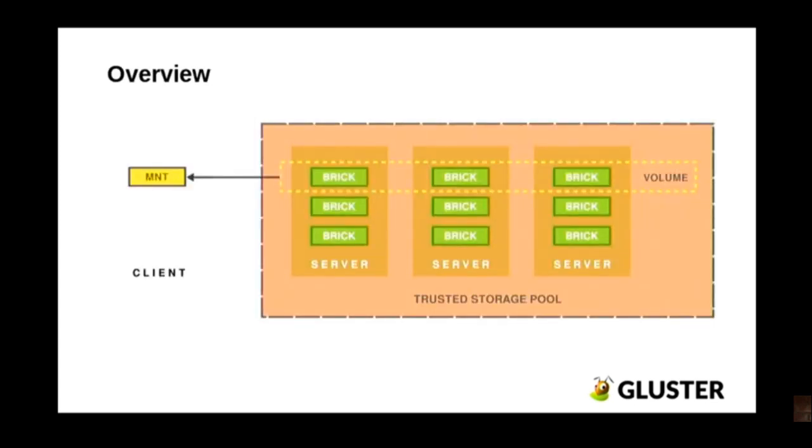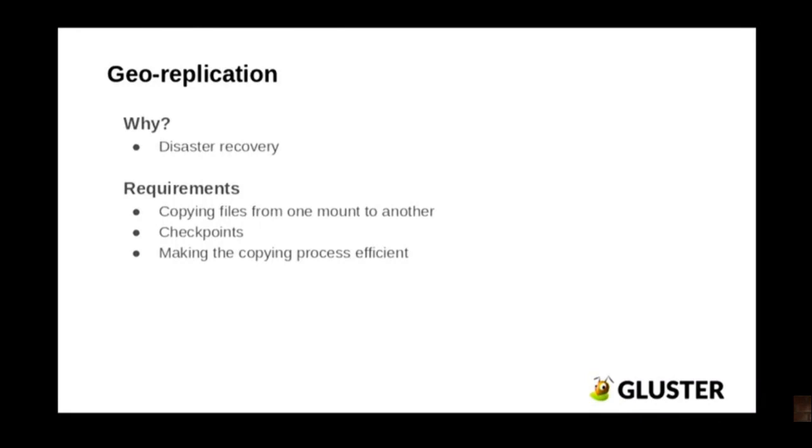So the overview would be something like this. Data is copied onto your slave. Bricks in your server together form a logical entity called a volume, and that volume is mounted on a client. Then you have to record the changes that are going in on your master side, and these recorded changes will be sent from the master side to the slave side.